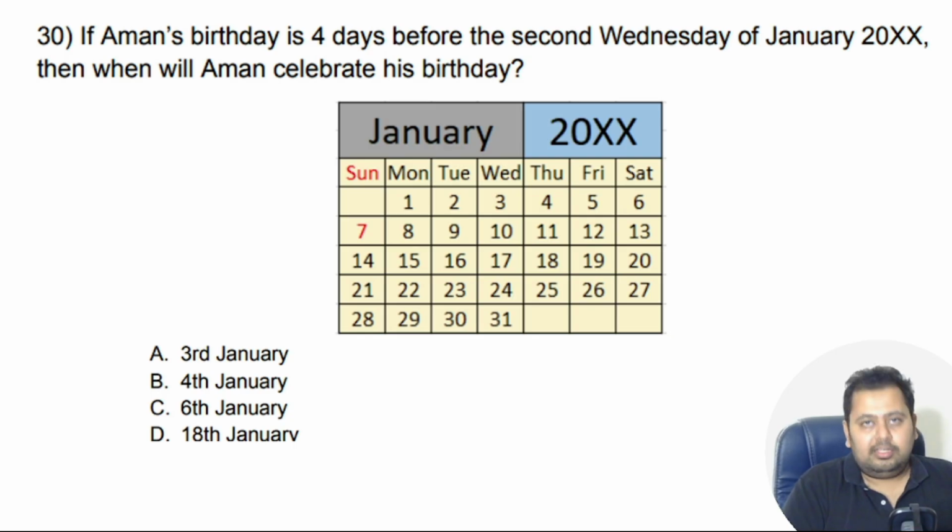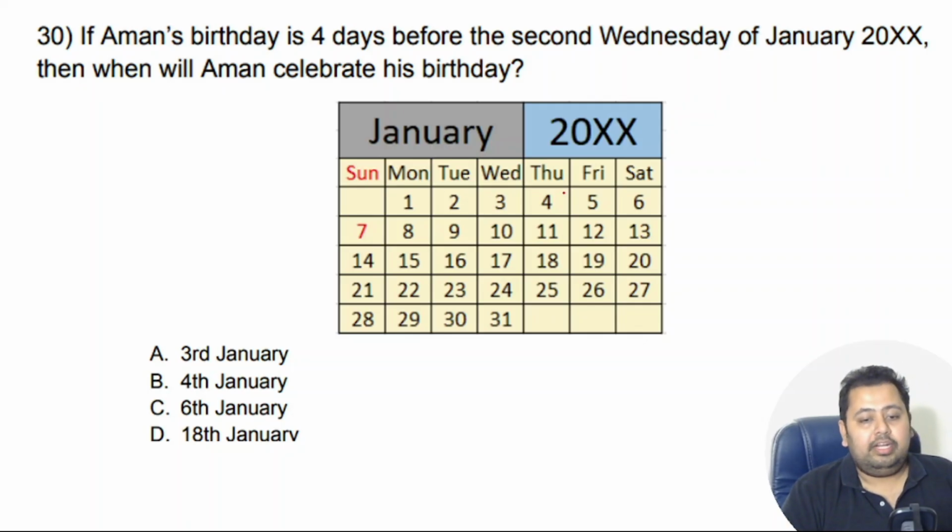Now we move to the last question before we move to the achiever section, right? If Aman's birthday is 4 days before the second Wednesday of January, then when will Aman celebrate his birthday? So first you have to find out what the second Wednesday of January is and then see what is 4 days before the second Wednesday of January, right? So solve it first and then go to the solution. Great. I hope you have got it right.